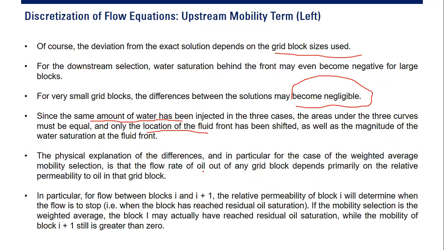The physical explanation of the differences, and in particular for the case of weighted average mobility selection, is that the flow rate of oil out of any grid block depends primarily on the relative permeability to oil in that grid block. Okay, this is important. Especially for weighted average mobility selection, the flow rate of oil out of any grid block depends primarily on the relative permeability to oil in that grid block.